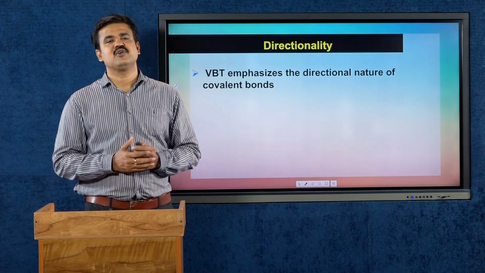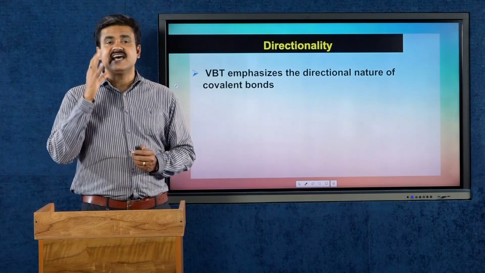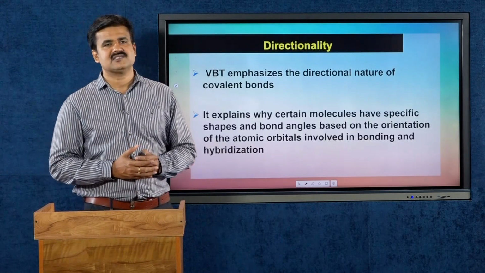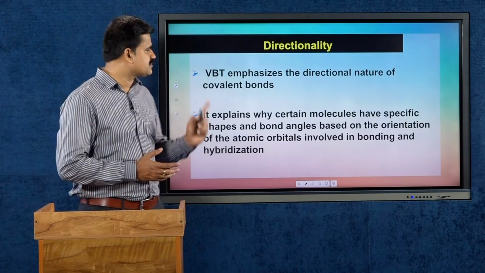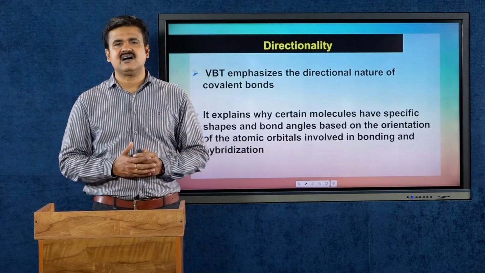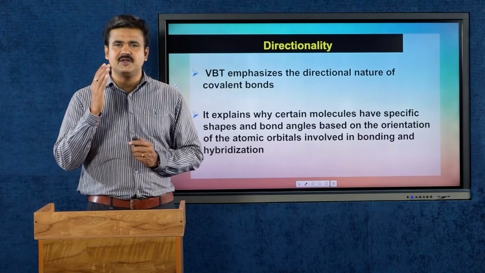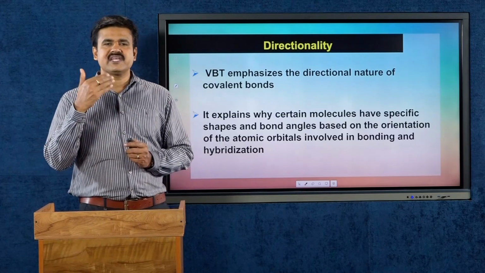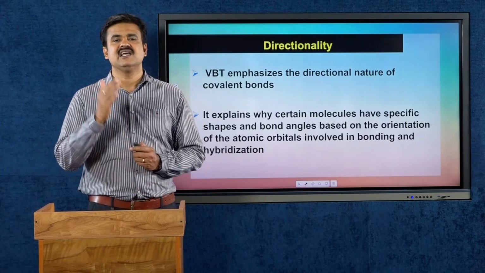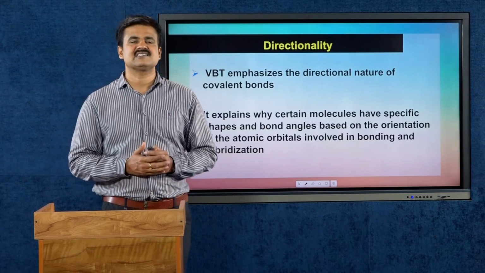And the valence bond theory emphasizes the directional nature of the covalent bonds. The VB theory explains why certain molecules have specific shapes and bond angles based on the orientation of the atomic orbitals involved in bonding as well as hybridization.